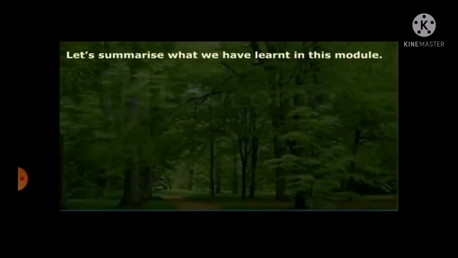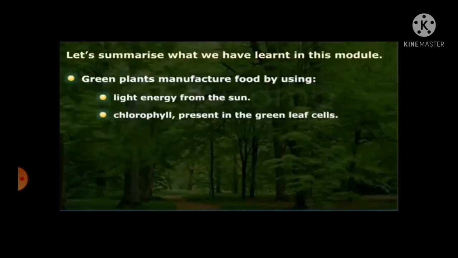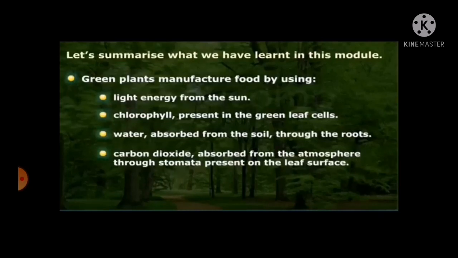Let us summarize what we have learned in this module. Green plants manufacture food by using light energy from the sun, chlorophyll present in the green leaf cells, water absorbed from the soil through the roots, and carbon dioxide absorbed from the atmosphere through stomata present on the leaf surface.